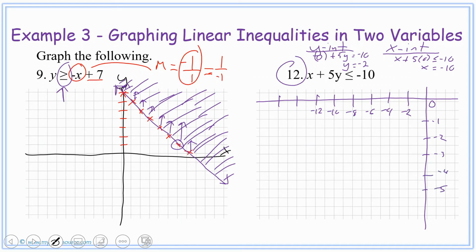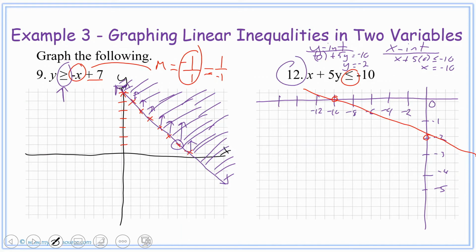All right, so our inequality is less than or equal to, so we're going to have a solid line. Our y touches at negative 2, and our x at negative 10. And negative 10 was here. So that means we have a solid line because it's less than or equal to, going through these points.